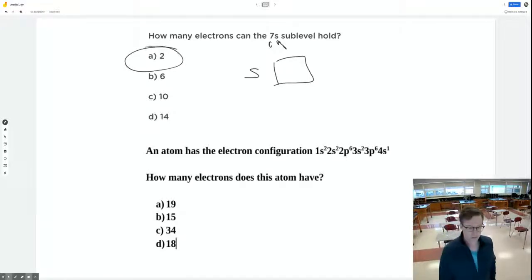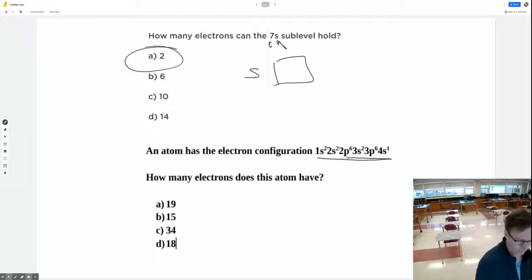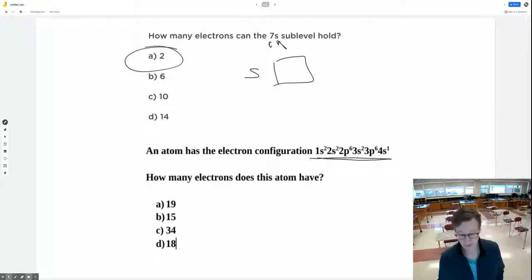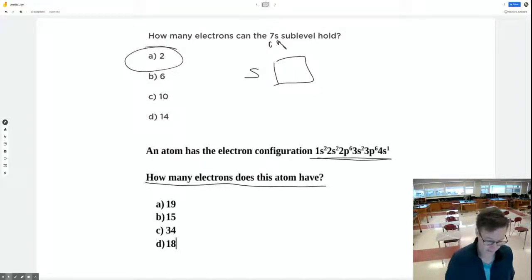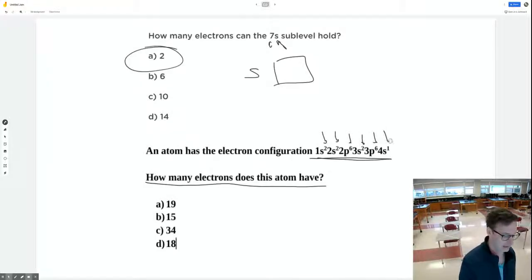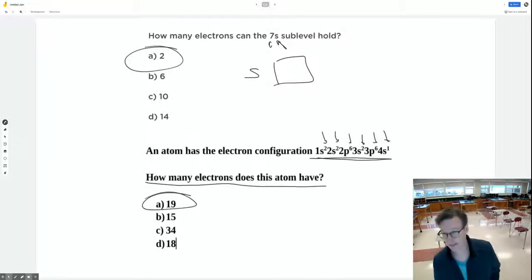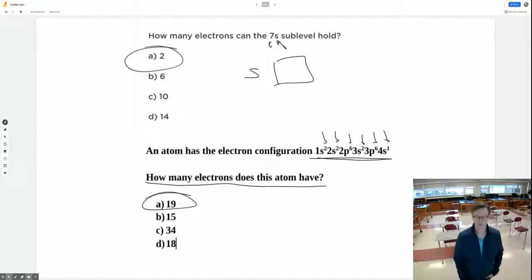And then this configuration, we're not being asked to determine if it's correct or not. We're actually not even being asked to identify what element it is, although we could if we had a periodic table to look at. All we want to know is how many electrons this atom has. The electrons are the little numbers up top called superscripts. So 2, 4, 6 is 10, 12, 18, 19. That atom has 19 electrons. If we wanted to look it up, we'd see that it's element number 19, which is potassium.